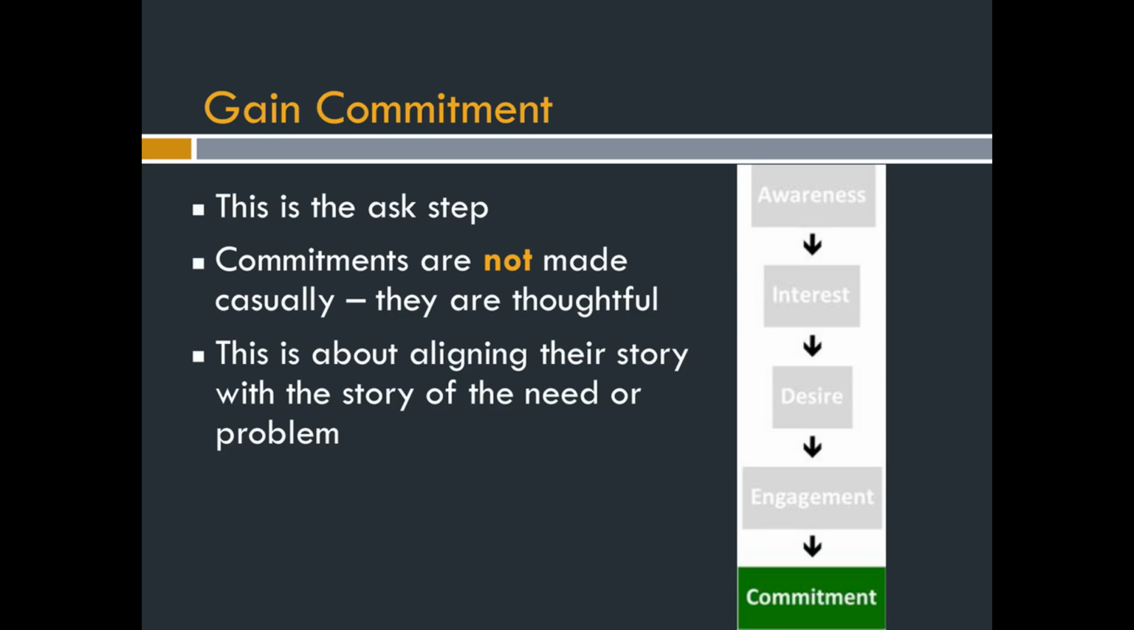And then finally, this is the ask step where you gain the commitment. And these commitments are not made casually. They're thoughtful. The donor is now engaged with what you're saying and what you're providing. Why? Because they're interested in it. And their desire has been inflamed and engaged, which is why they want to talk to you. This is about aligning their story with the story of the need or the problem.